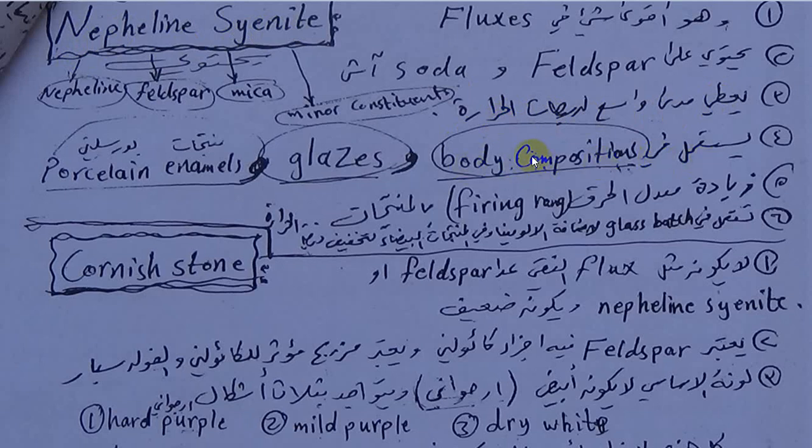It is used in body composition or glazes, as well as porcelain enamels. It is used in the composition of the wares, referring to the objects manufactured using ceramic technicalities, or ceramic-based objects, which are known as wares. Glazes also, and porcelain enamels.